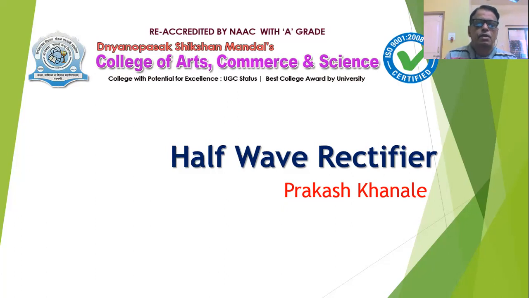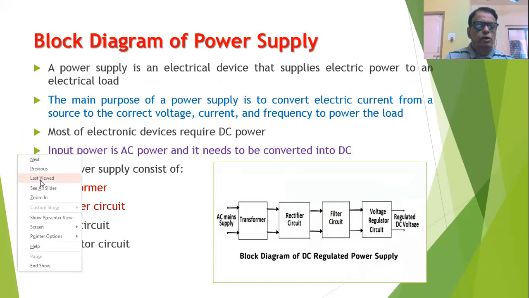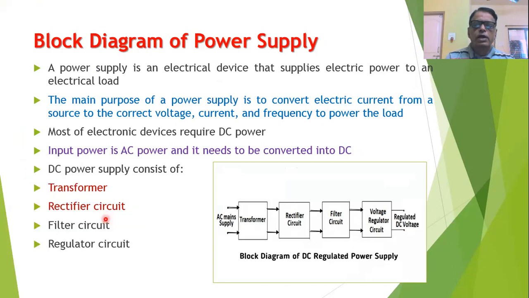So let us start the session with the question, what do we mean by power supply? Whenever you want to operate any electronic device, you will need a power supply. Without any power supply, no electronic device will get operated. So a power supply, you can say, is an electronic circuit or electrical device that will supply the required electric power to the load, such as the instrument or the device.